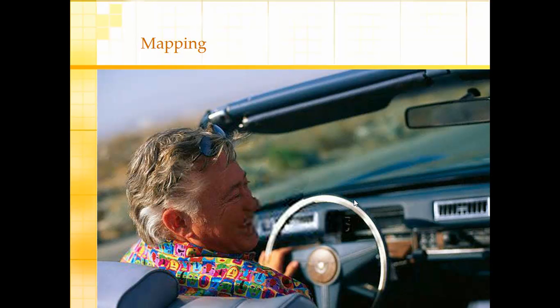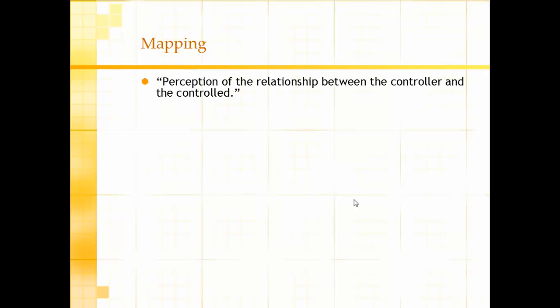Mapping could also be based on your knowledge of physical laws, or laws of physics. If you turn your wheel to one side, the car should also turn to the same side. That gives you assurance that things are working in the proper manner. So mapping means perception of the relationship between the controller and the car control.